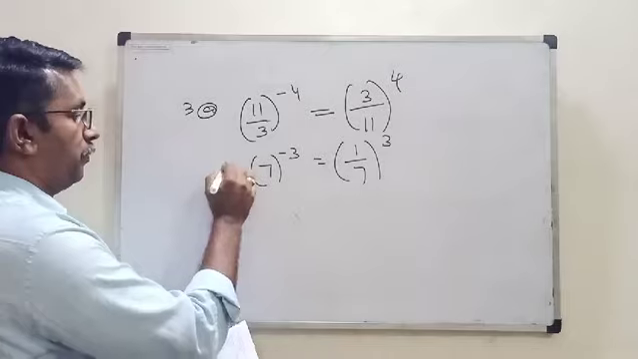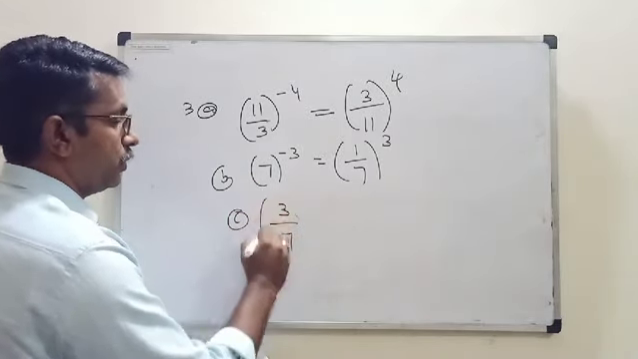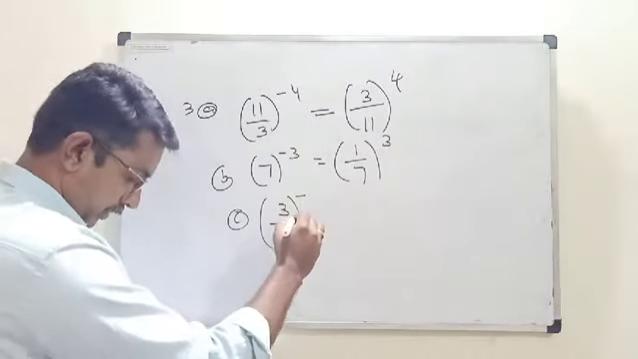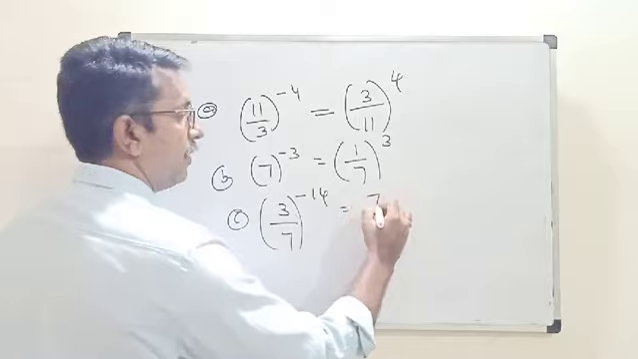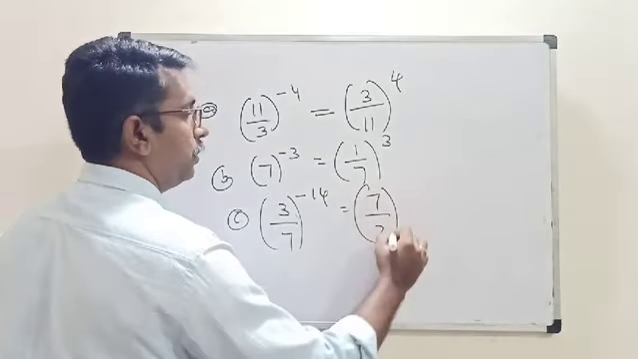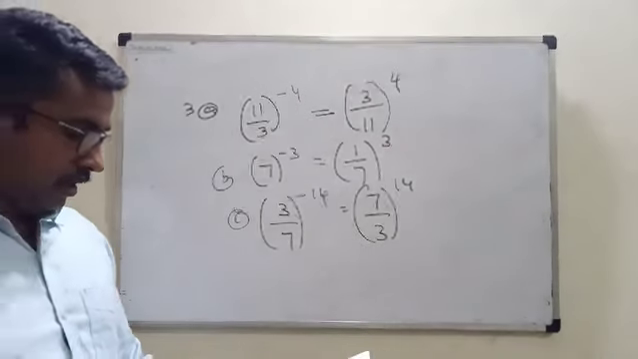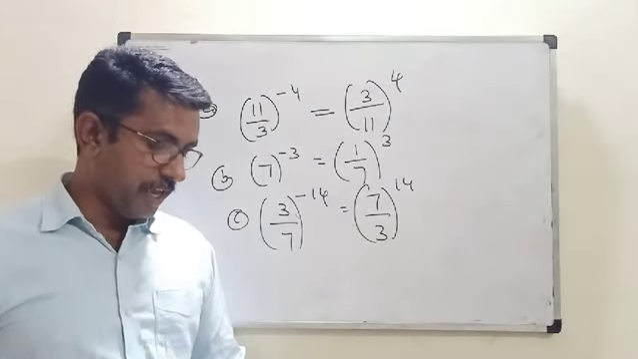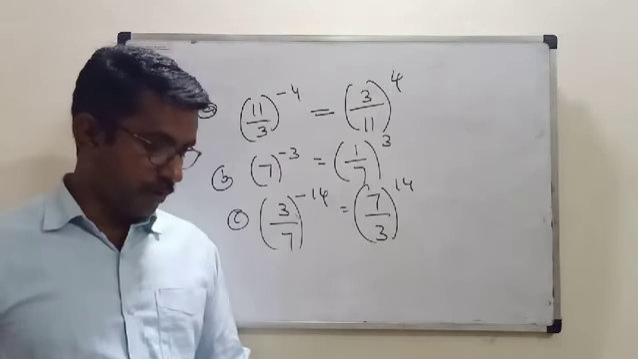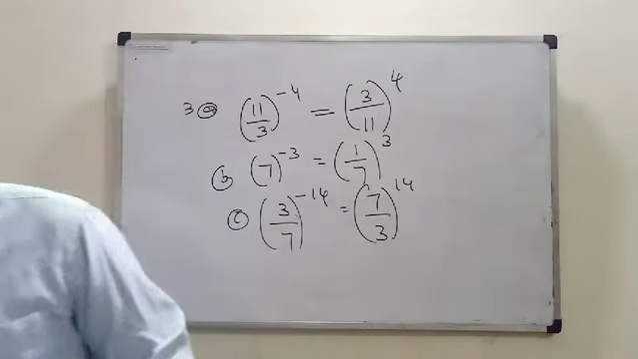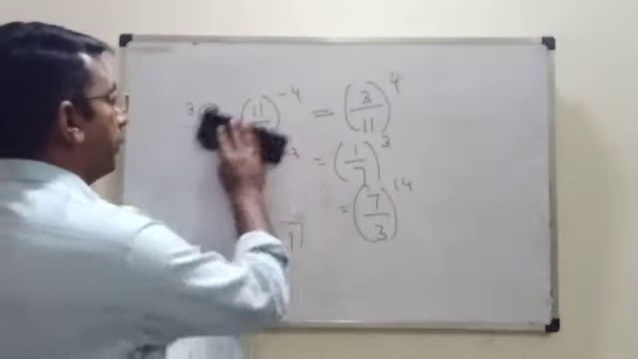C. 3 by 7 to the power minus 14 is equal to 7 by 3 to the power 14. That's all about question number 3. What is the question number 3? Express the following exponents with a positive power. Okay. Now let us do question number which one? Fourth one.